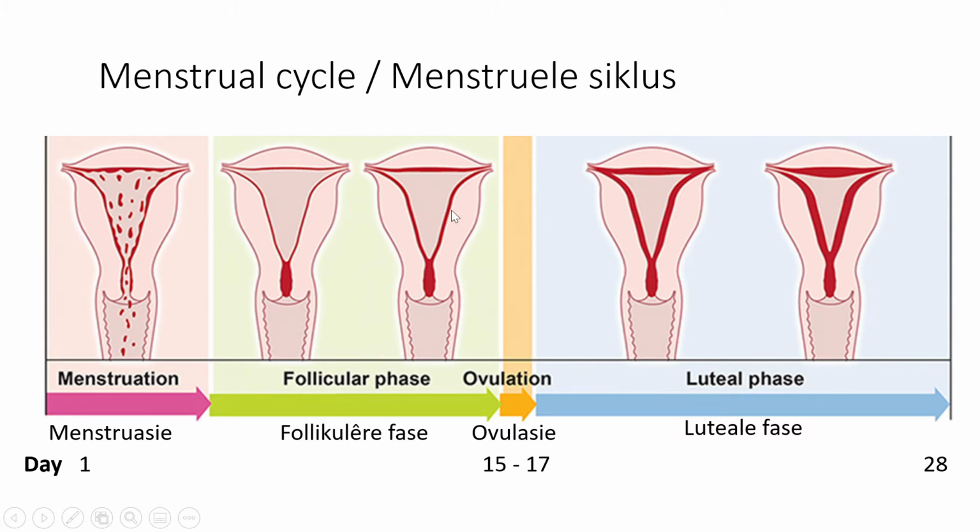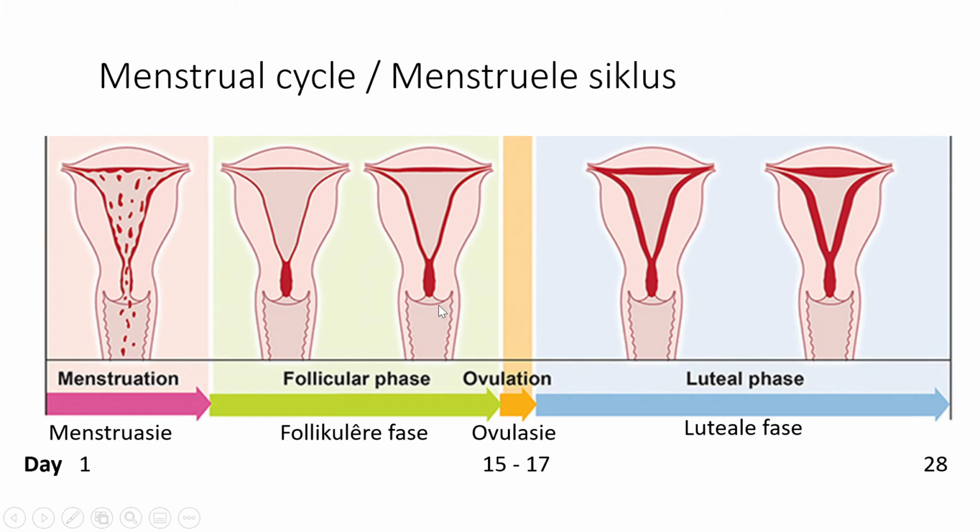Here it should be thick enough for implantation, but then it becomes even thicker and thicker. And then by day 28, you go back to day 1, and if there was no implantation, you shed the endometrium lining again. Then the same thing happens for the next month, so we go on.